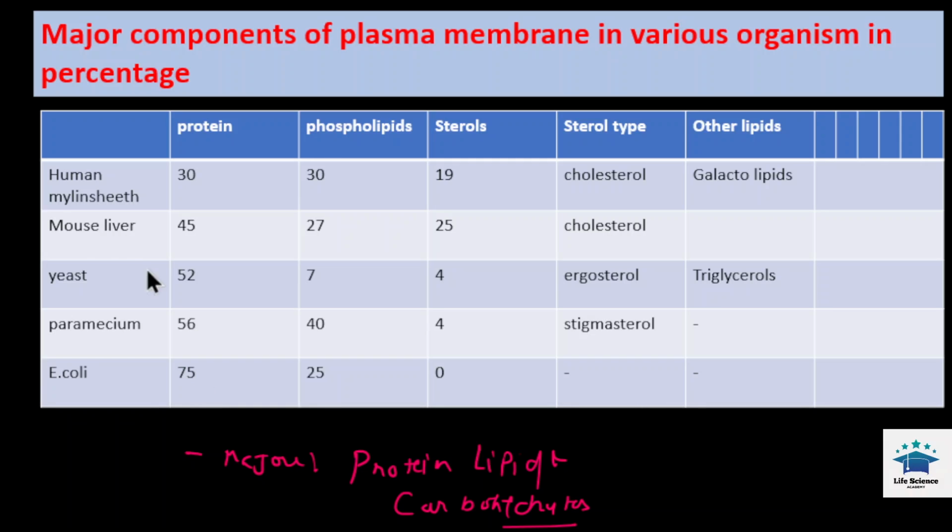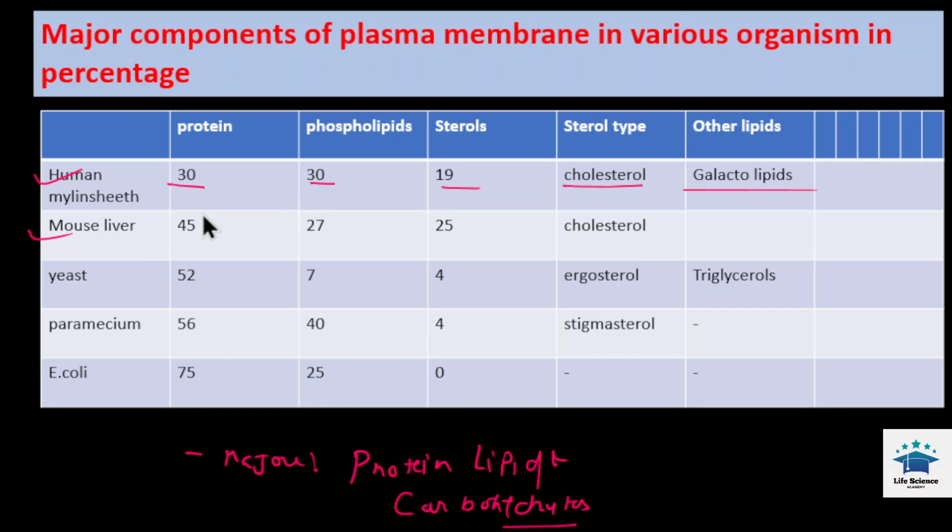So if we're talking about the human myelin sheath, it is rich in protein, 30%, and phospholipid, 30%, approximately equal weightage of both protein and lipid moieties, and somewhere sterol is also present. This sterol is known as cholesterol, and other glycolipids are also present, like galactolipids. So every organism possesses variation in concentration of phospholipid, and the composition of the plasma membrane may vary in different types of cells, different types of organisms, and different organ systems.